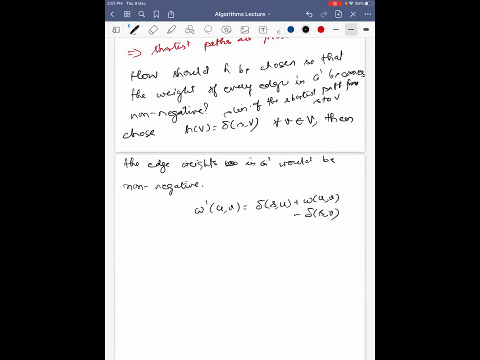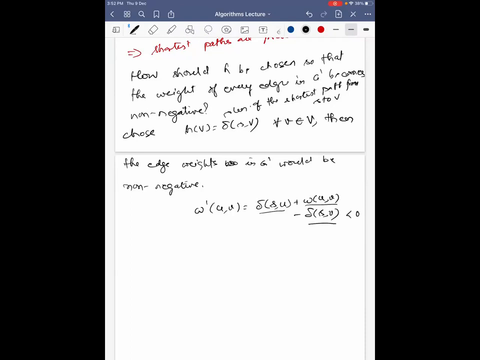Now, can this quantity ever be less than 0? No, sir. Why is that? Because you're looking at the shortest paths, right? Yes, sir. So if delta SV is bigger than delta SU plus WUV, that means your Bellman-Ford algorithm has actually failed to compute the shortest path from S to V, right?